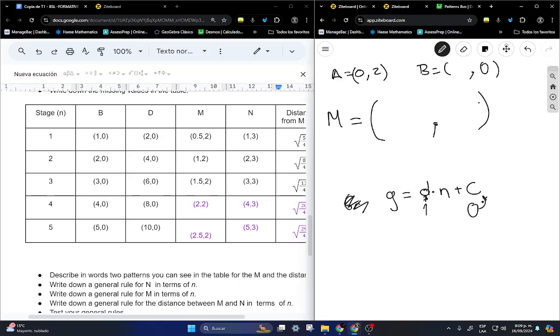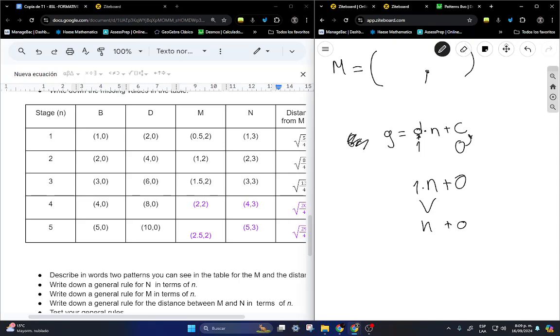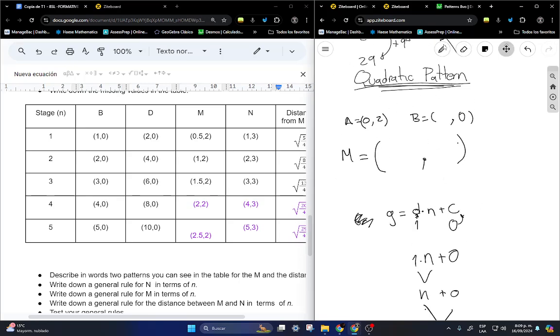Okay? So the general rule for this looks something like 1 multiplied by n plus 0. But remember, we like to simplify, and what is 1 times n? Just n. N plus 0. But again, we can simplify even further. What is n plus 0? Well, just n. So this n is the general rule for the x part of the coordinate of B.